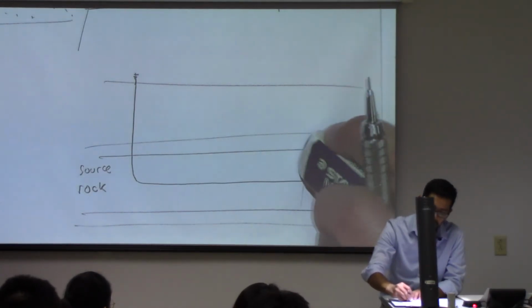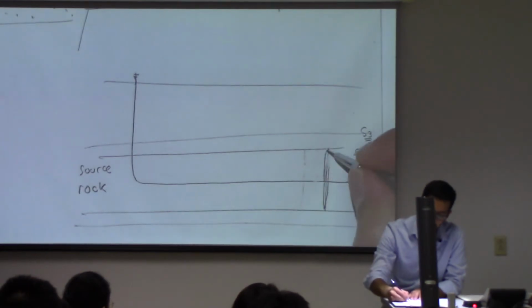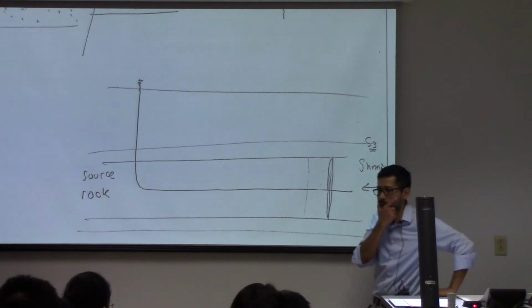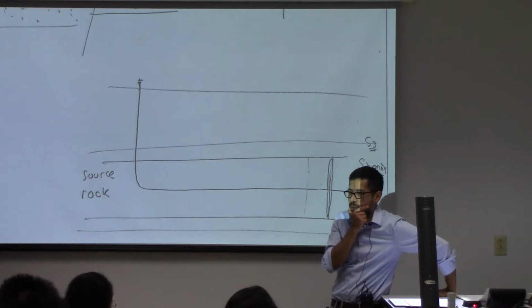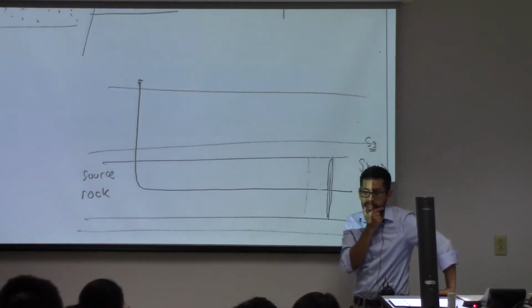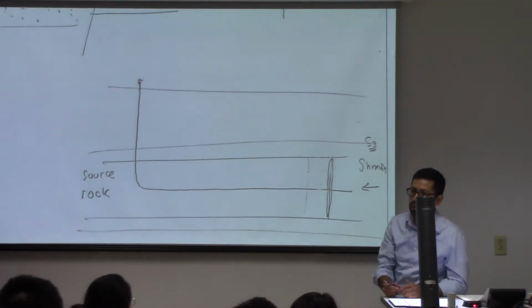But there are some other reasons for not putting your fractures too close. And what is that? You guys are familiar with that? No? It's something which is called stress shadow or stress interference.